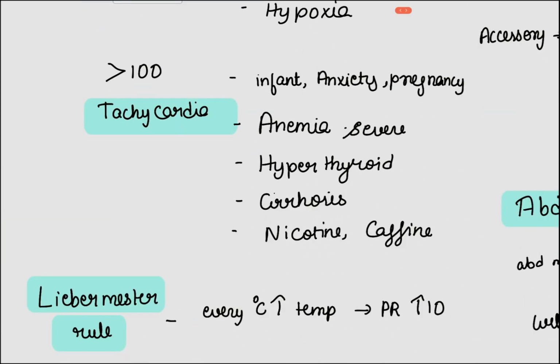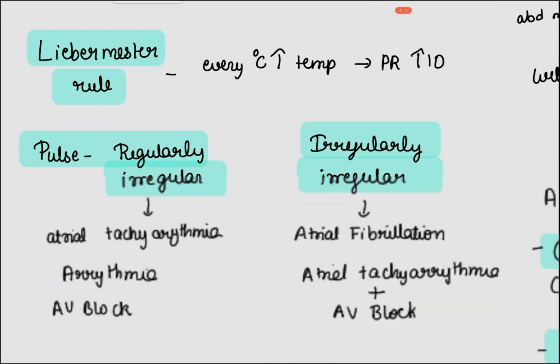Then we have tachycardia. Tachycardia is seen in anxious state, infancy, pregnancy. Then it's mainly seen in severe anemia, wherein your hemoglobin is less than 8 to 7 gram percentage. Then we see it in hyperthyroid, cirrhosis, nicotine, caffeine users. Liebermeister rule: for every degree rise in temperature, pulse rate increases by 10.